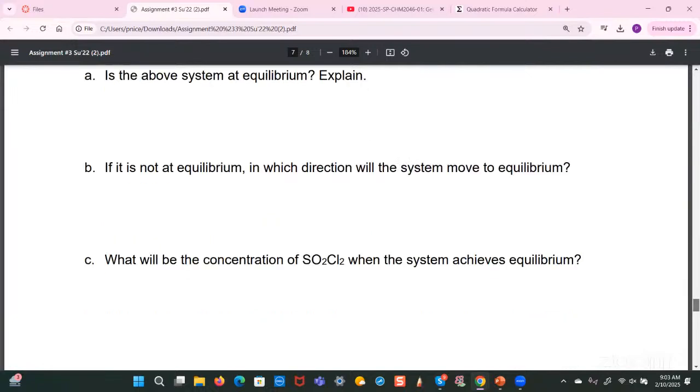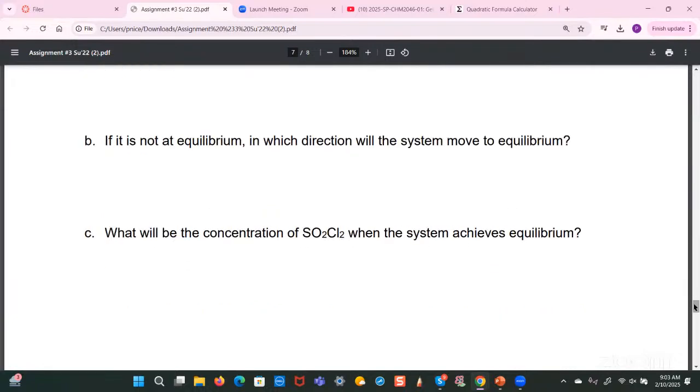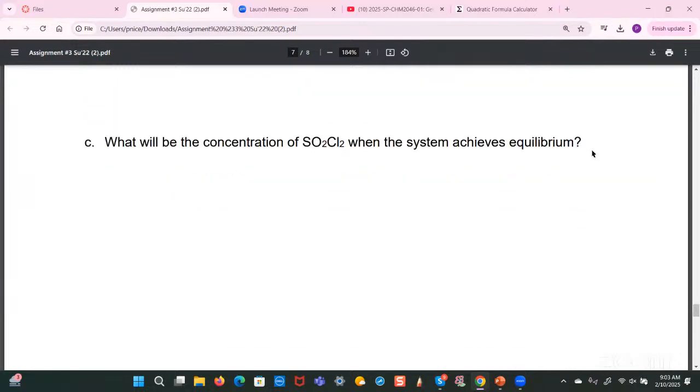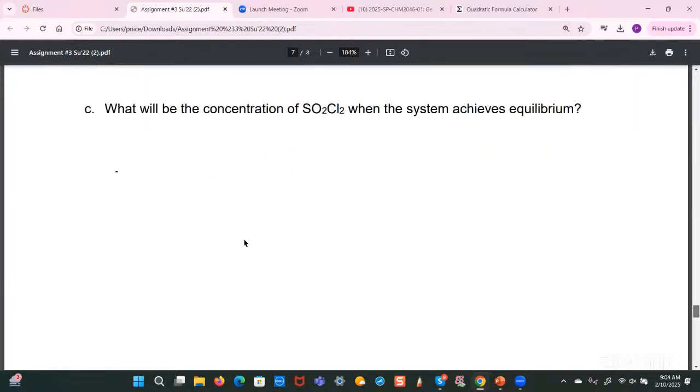Let me start you off. So again, you have to do an ICE table. The equation is, okay, so it's the SO2Cl2 undergoing decomposition. So the equation is SO2Cl2 to give SO2 plus Cl2, all right?